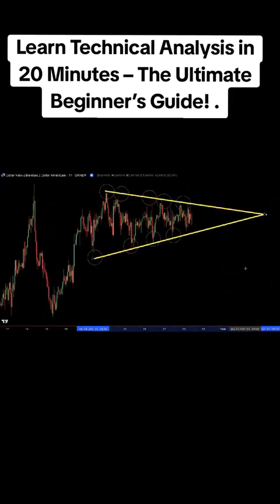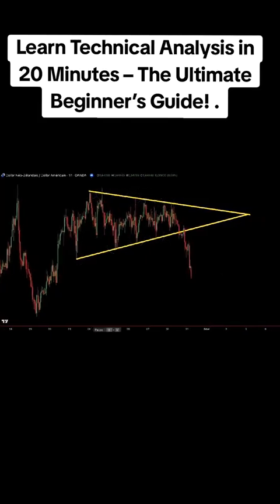A symmetrical triangle forms when price creates both lower highs and higher lows, meaning that buyers and sellers are in balance, and the market is getting squeezed into a smaller range. This pattern doesn't have a clear bias. It can break out in either direction, depending on who gains control. The breakout direction determines whether the price will continue higher or lower.